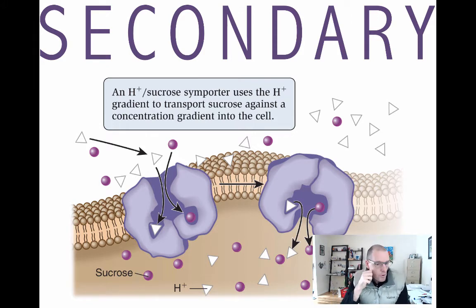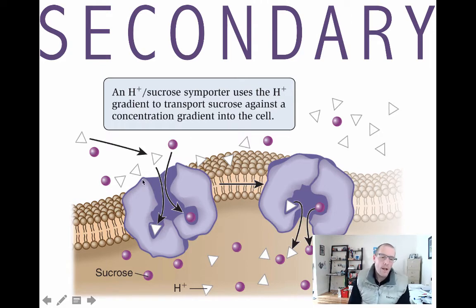Secondary active transport, because it's active, still requires an input of energy, but the input of energy does not come from the hydrolysis of ATP. Instead, it comes from an existing gradient of solute. So what we've got here is a purple symporter, and you can tell it's a symporter because it's moving two different solutes, the white triangle and the purple ball in one direction. So same, two solutes, one direction.